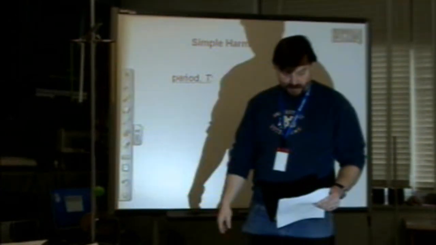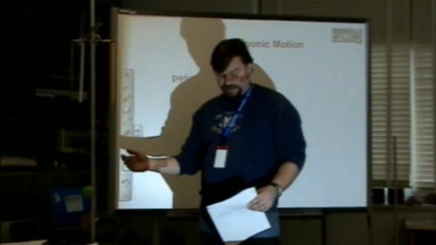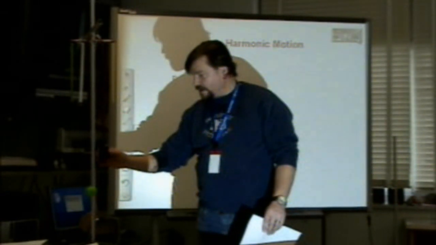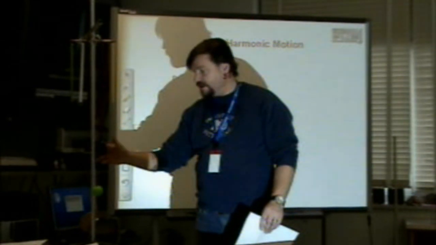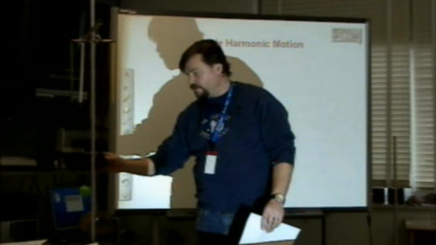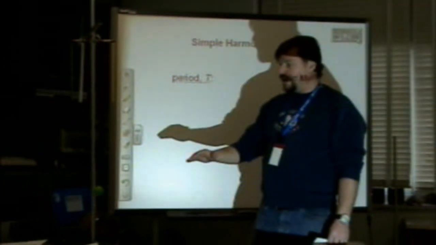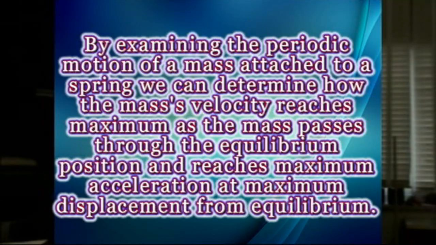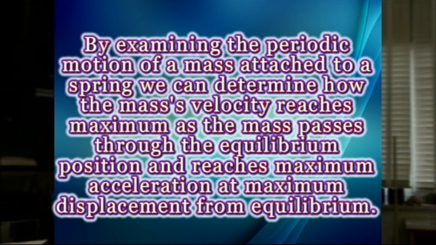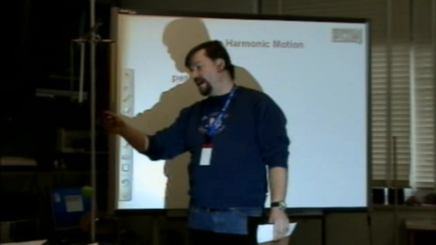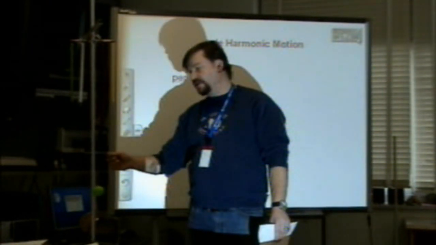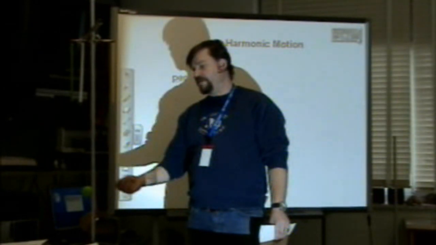We can also observe this by examining the periodic motion of a mass attached to a spring. If this position right here is equilibrium, and I pull it past equilibrium and release it, we see this oscillation take place back and forth. All right? By examining this periodic motion, we can determine how a mass's velocity reaches maximum as the mass passes through the equilibrium position right in the middle and accelerates at maximum displacement from equilibrium. All right? It accelerates at its highest point, it begins to accelerate downward, and at its lowest point from the spring, it begins to accelerate back upwards.